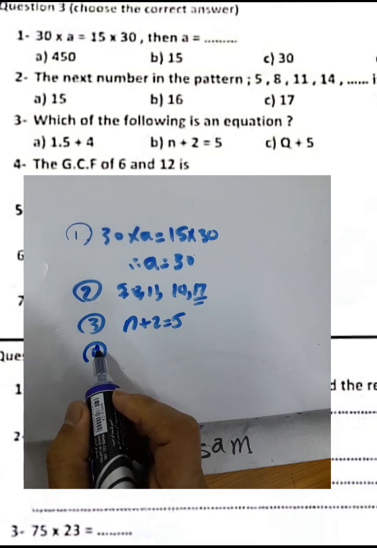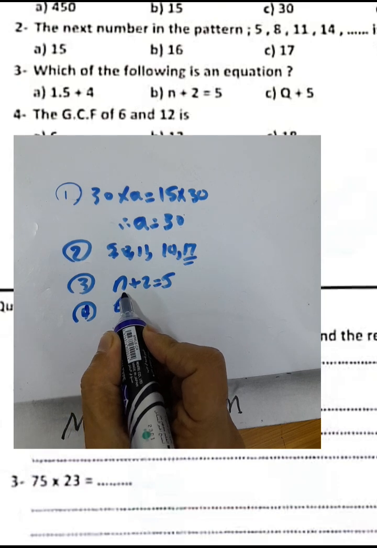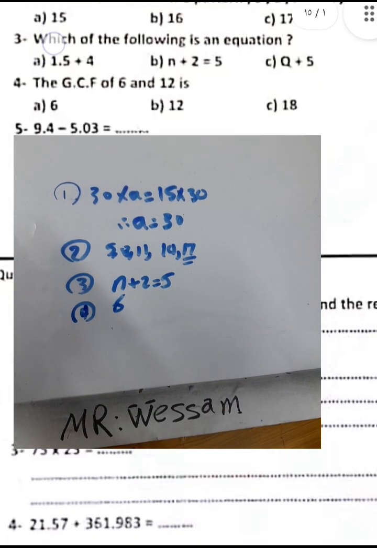Question number 4. The greatest common factor of 6 and 12. We can divide 12 by 6. Then 6 is the greatest common factor between the two numbers.